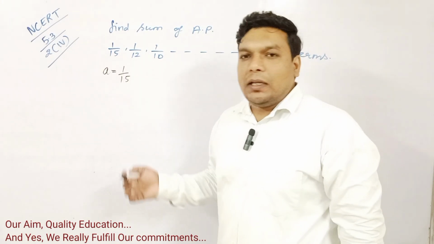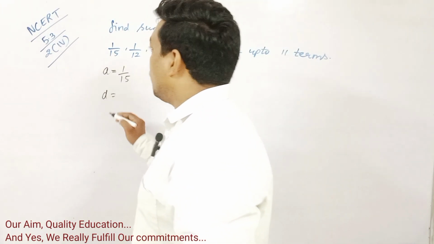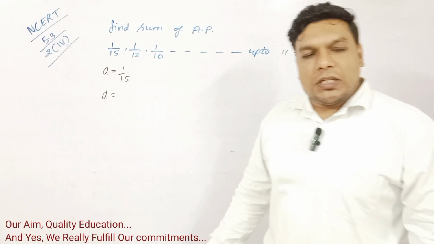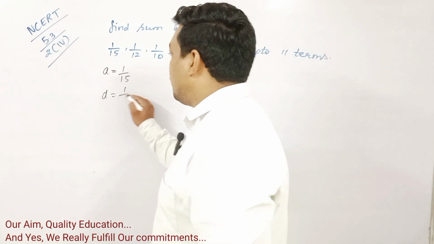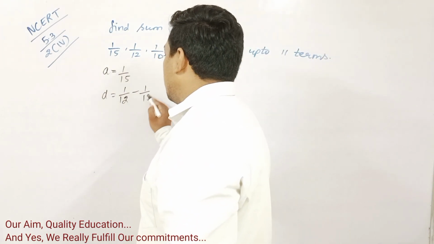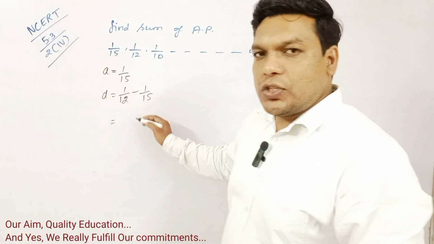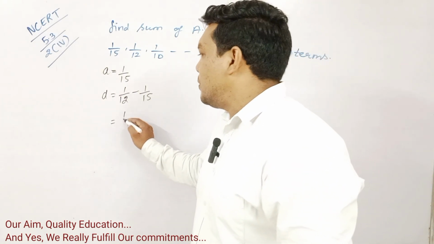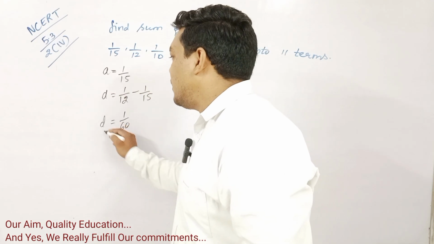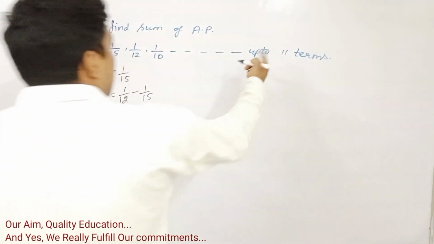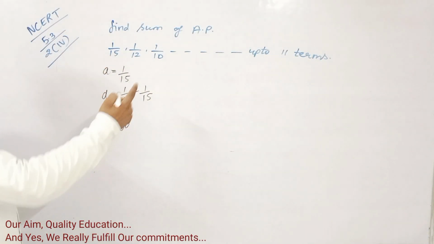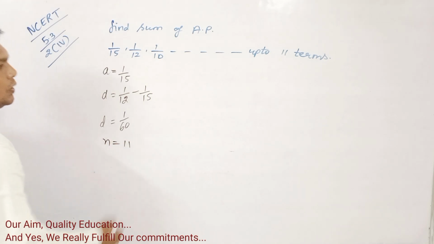Okay, what is next? d. What is d? Always a2 minus a1. So it will be 1 by 12 minus 1 by 15. Solving this by taking LCM, 60 will be the LCM. 12 fives are 60 and 15 fours are 60. So it will be 1 upon 60. So d is 1 upon 60, and up to how many terms do we have to find the sum? 11 terms. So n is equal to 11.